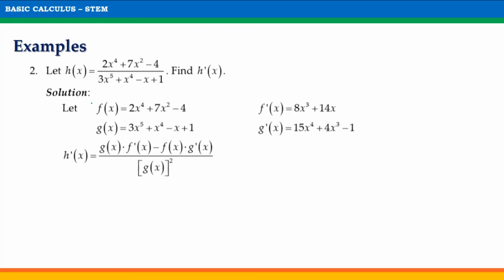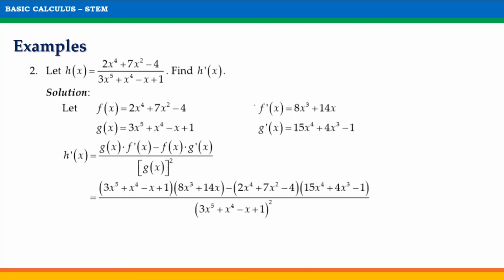Next, substitute f(x), g(x), f'(x), and g'(x) to the formula below. We will get (3x^5 + x^4 - x + 1)(8x^3 + 14x) minus the product of (2x^4 + 7x^2 - 4)(15x^4 + 4x^3 - 1) all over (3x^5 + x^4 - x + 1) quantity squared.